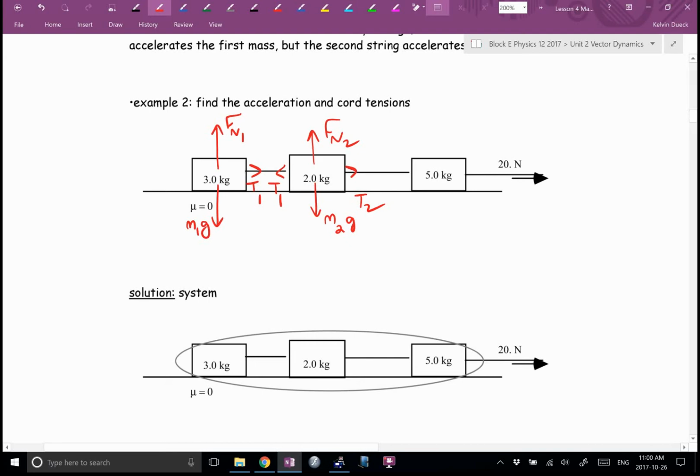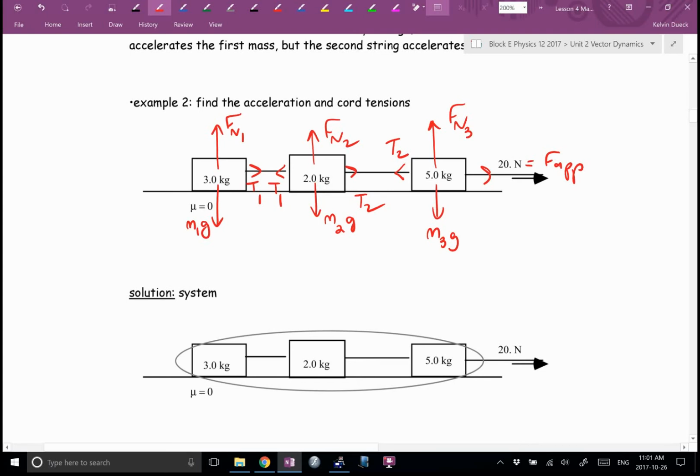What are the forces acting on the 5 kilogram mass? Get the obvious one. What else? I'll put an arrow there so it stands out. The 20 newtons is pulling everything, but it's not attached to that 3. It's not going to appear in the 3 kilogram mass equation. It's not going to appear in the 2 kilogram mass equation. It'll only appear in the everything equation, or the 5.